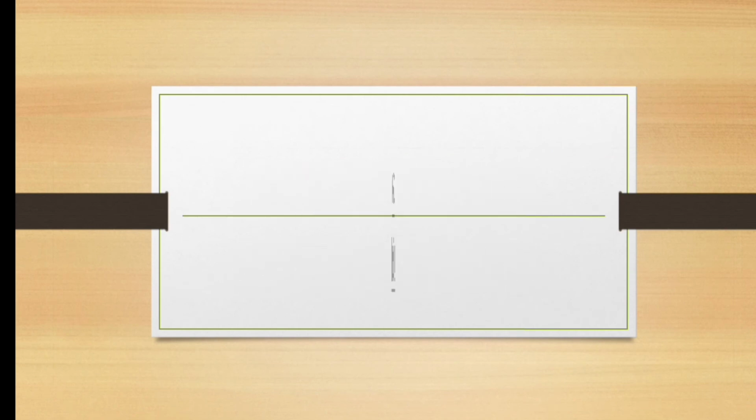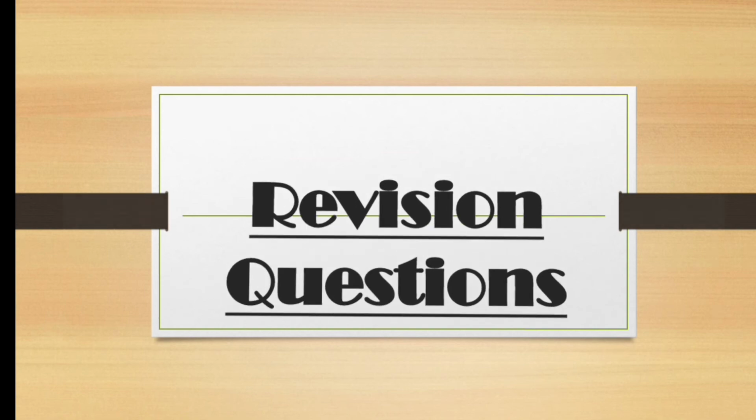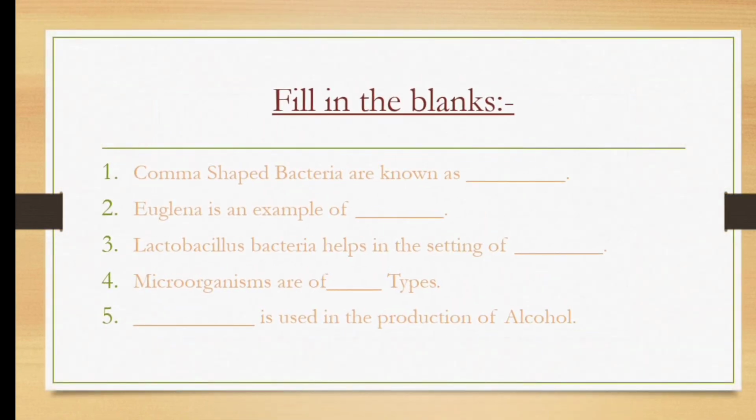Next is our revision questions. So let us revise some questions from the chapter. First is fill in the blanks. First, comma shaped bacteria are known as what?